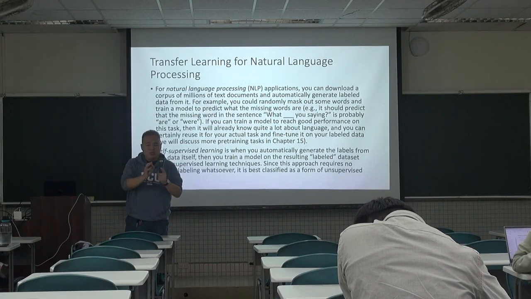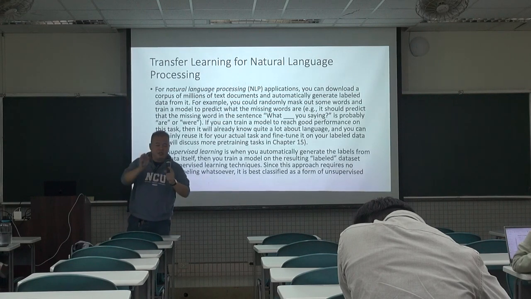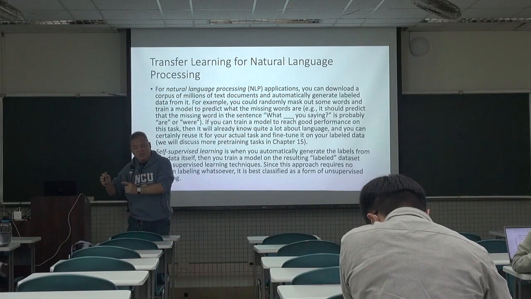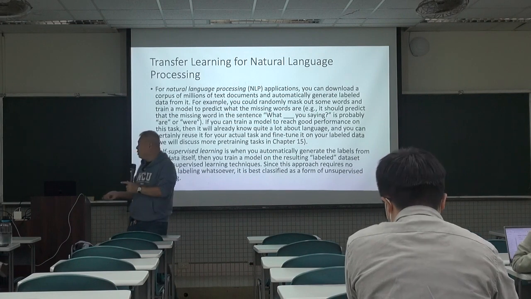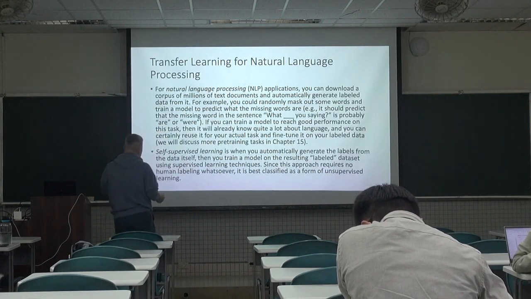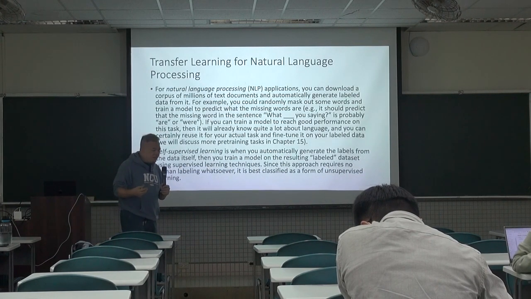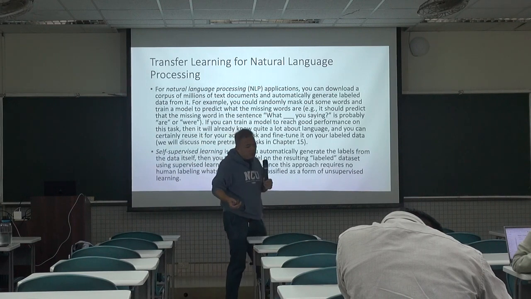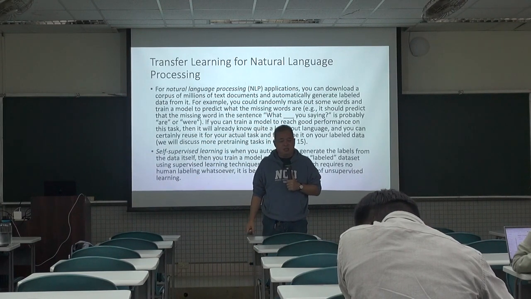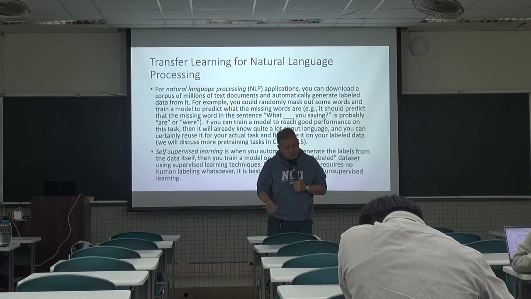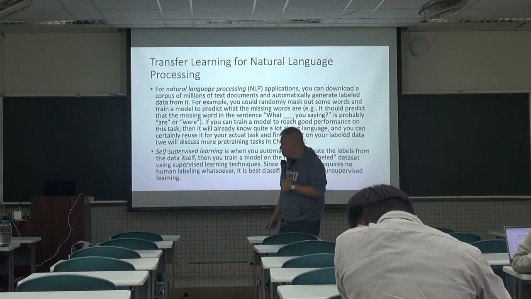As long as you can find another task which is related to the task you want to resolve, and it's much easier for you to gather a lot of data for that task, then we call that pre-training on auxiliary task. Whether that task B is self-supervised learning or not, well, if it's self-supervised learning, of course it's easier. But if it's not, and you are able to label the data at a much lower cost, well, you can do that too, right?